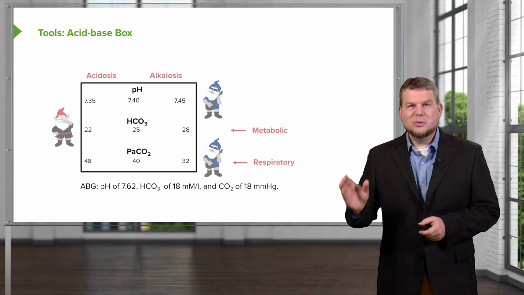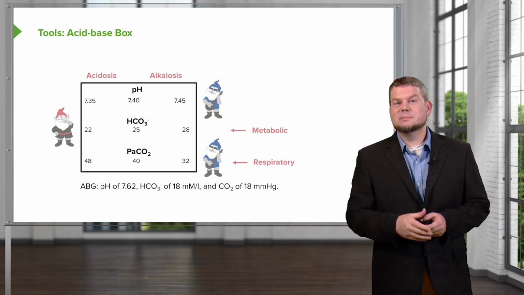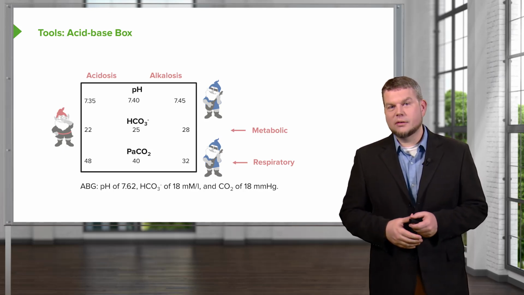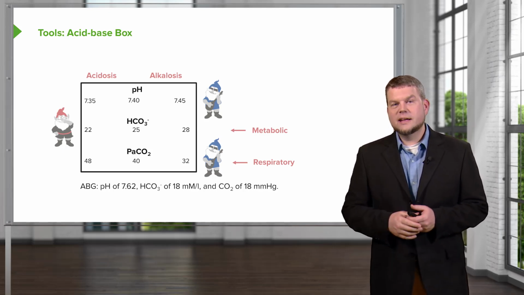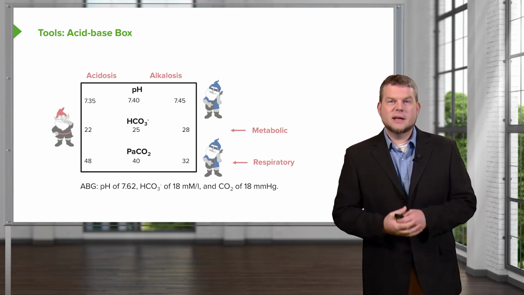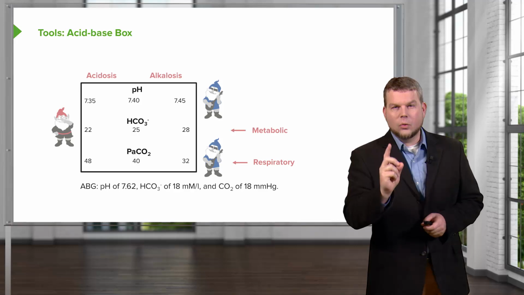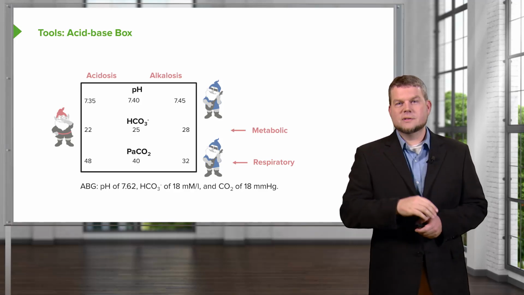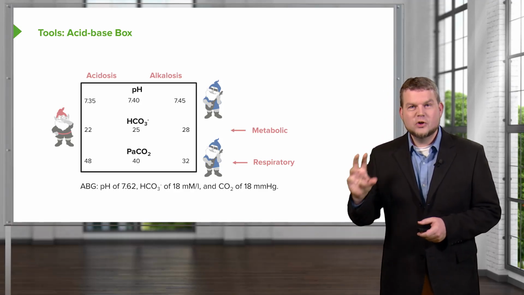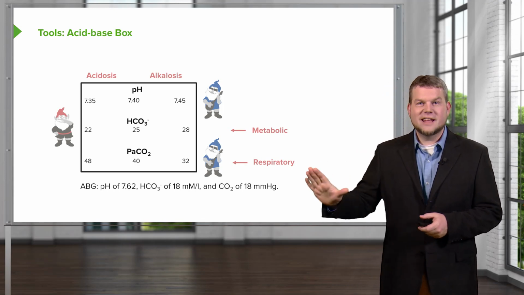This is the beauty of an acid-base box because we can name this disorder. If they had this arterial blood gas, you could look at the acid-base box and say, respiratory alkalosis. Why? Because there are two gnomes on one side. That's how the naming goes.